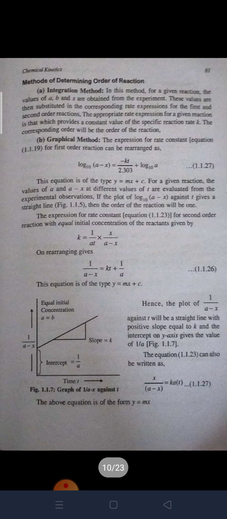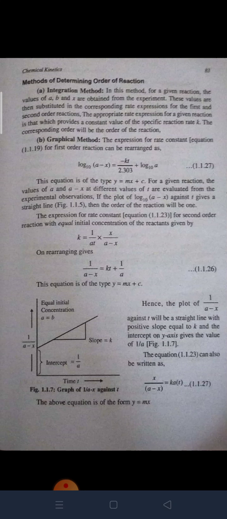Methods of determining the order of reaction. Integration method, that we have already seen. Integrating the equation, we can calculate the order of reaction. The values a, b, x are obtained from the experiment, and these values are then substituted in the corresponding rate expressions for the first and the second order reactions. The appropriate rate expression for a given reaction is that which provides a constant value of the specific reaction rate K. The corresponding order will be the order of the reaction.